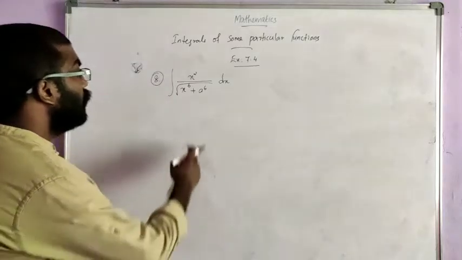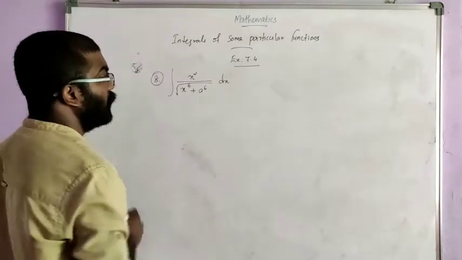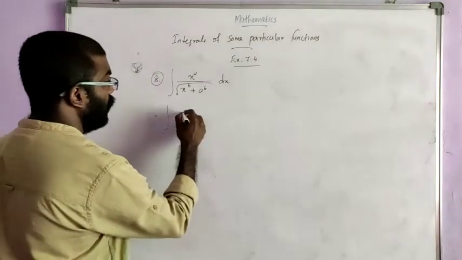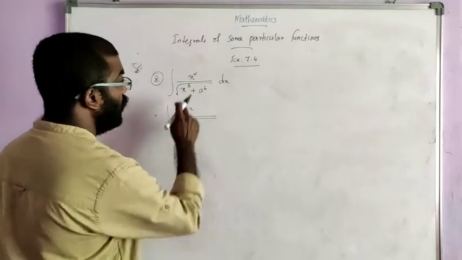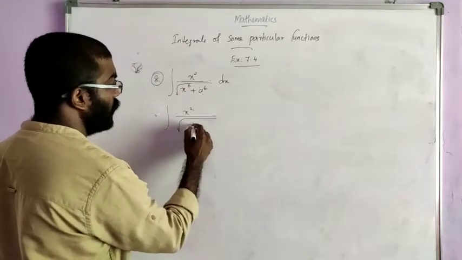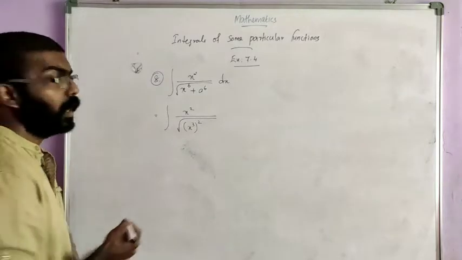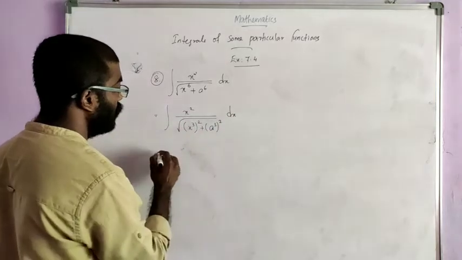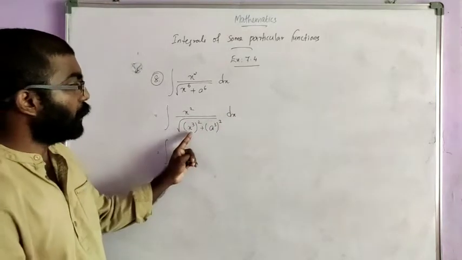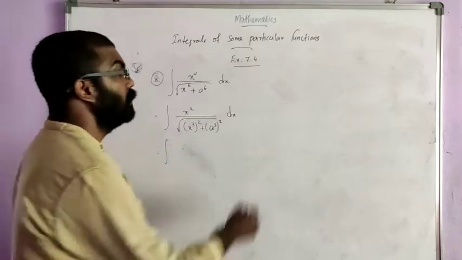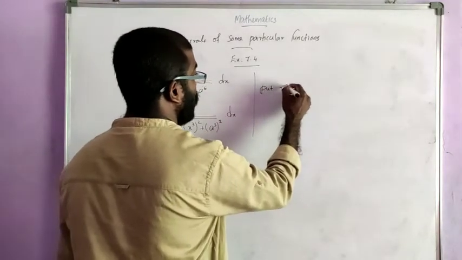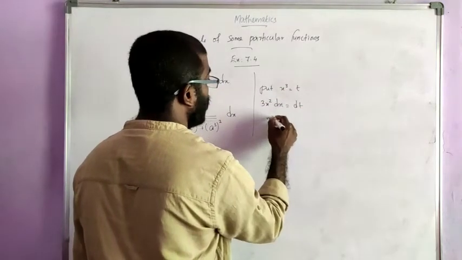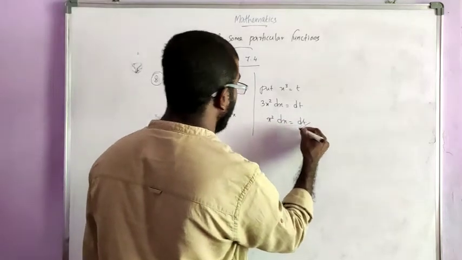Next question is integral x square by root of x raised to 6 plus a raised to 6 dx. So first we can write integral x square by root of x raised to 6, which can be written as x cube the whole square, and a raised to 6 as a cube the whole square dx. Here we can put x cube is equal to t. So 3x square dx is equal to dt, and x square dx is equal to dt by 3.